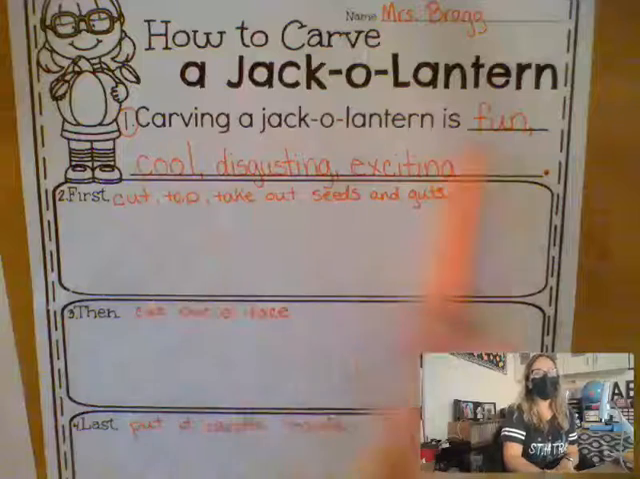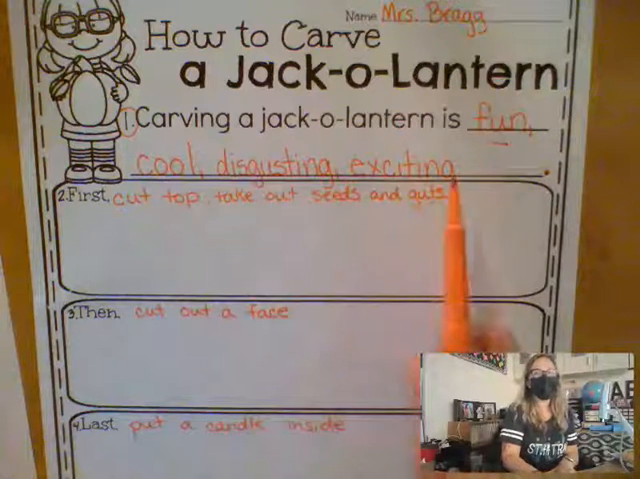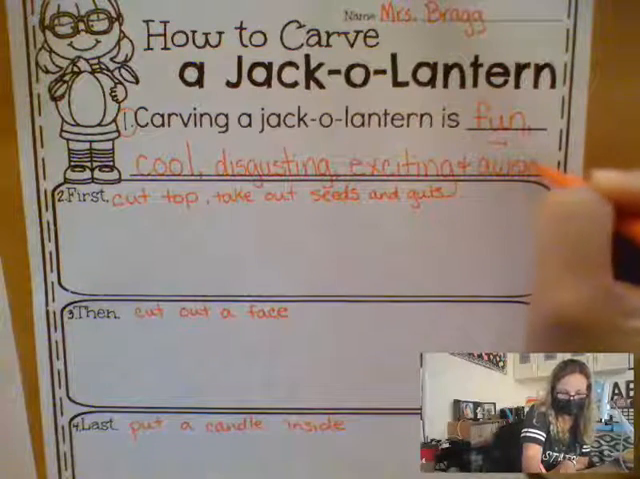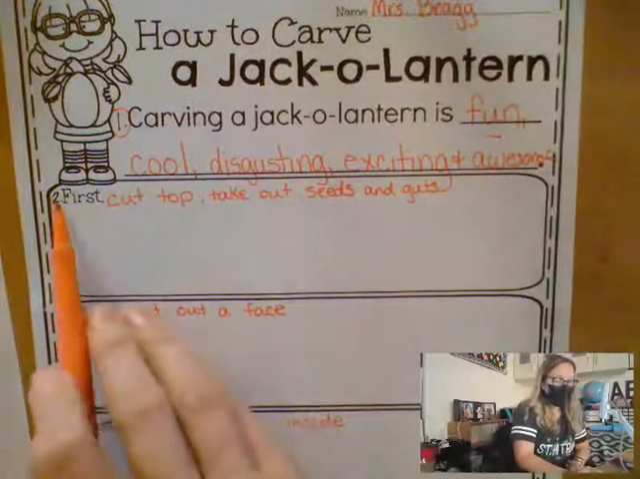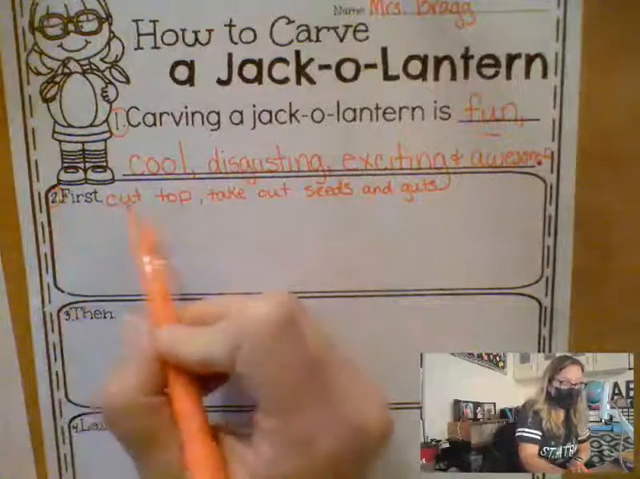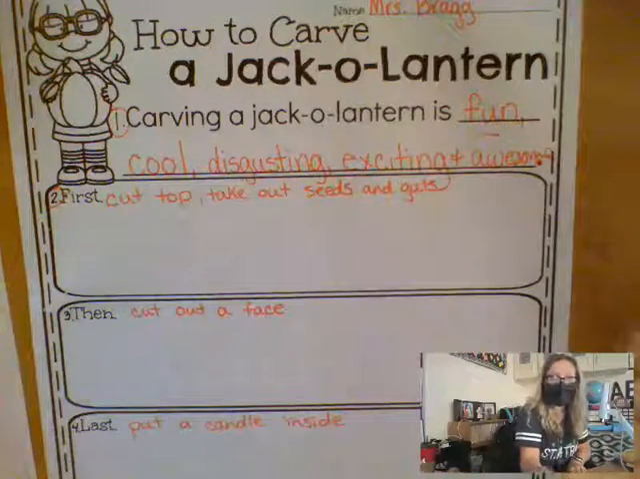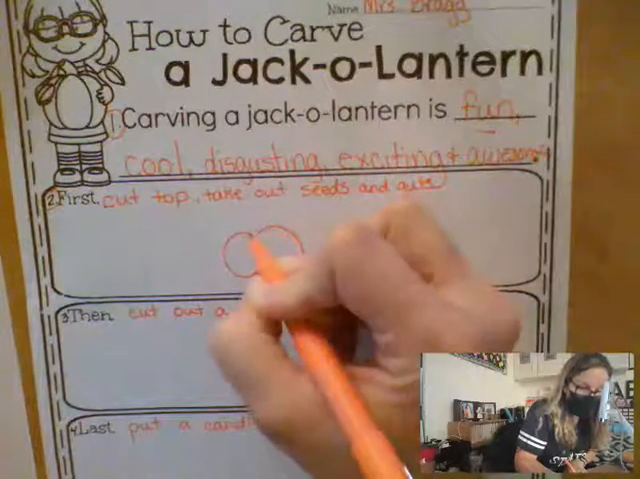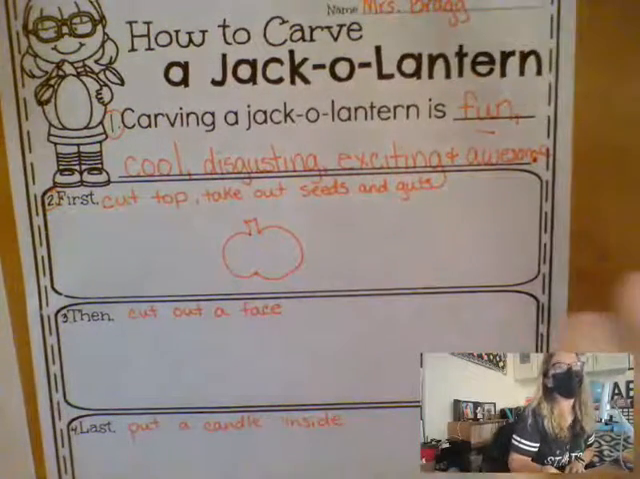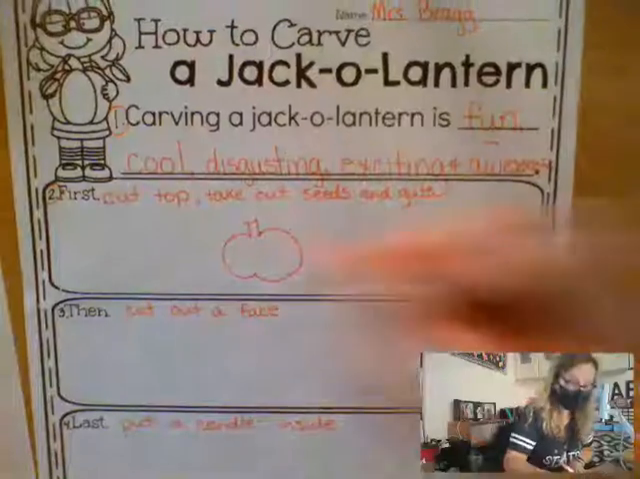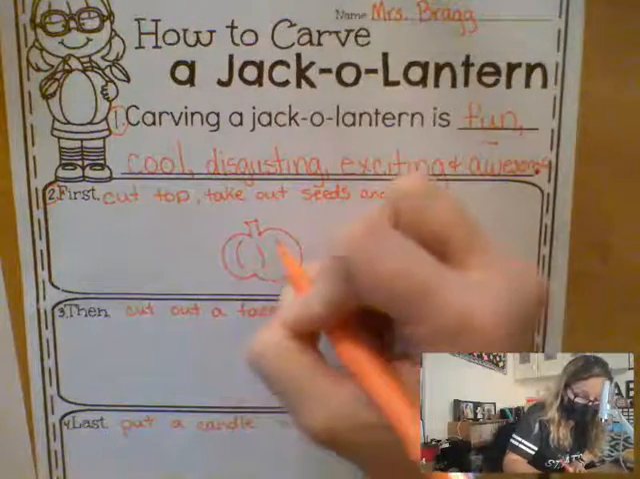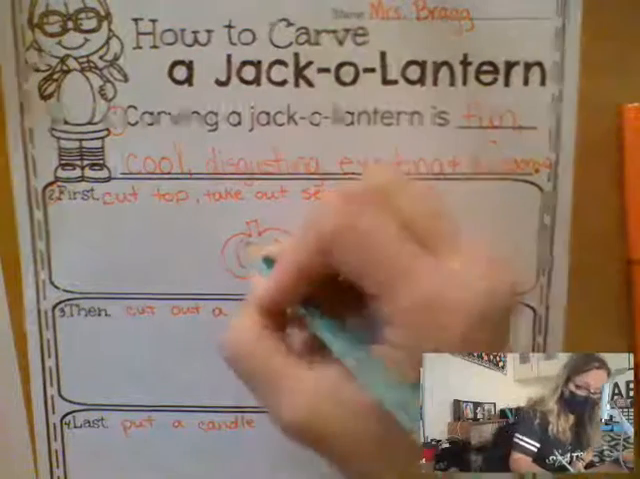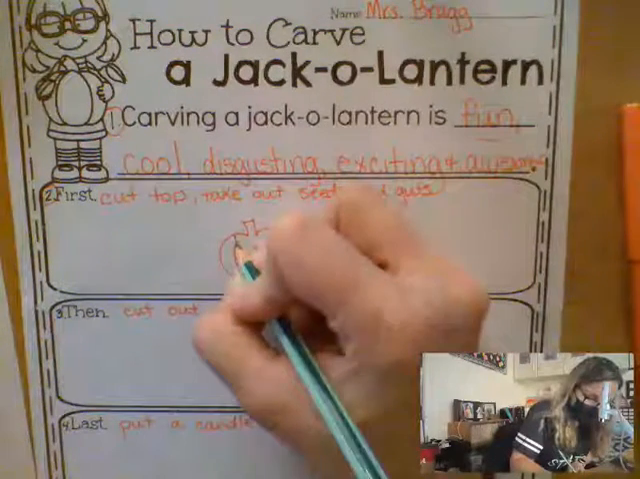Okay, so I have sentence 1, carving a jack-o'-lantern is fun, cool, disgusting, exciting, and awesome. Step 2, first, cut top, take out seeds and guts. Now I'm going to draw a picture of that. So here's my pumpkin, and your drawings are going to be much better than mine because you have a whole box of crayons and you'll make yours look lovely. But here is my pumpkin. Here is where I'm going to cut the top.